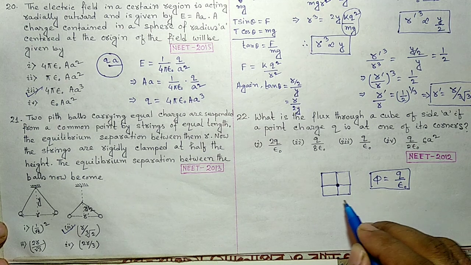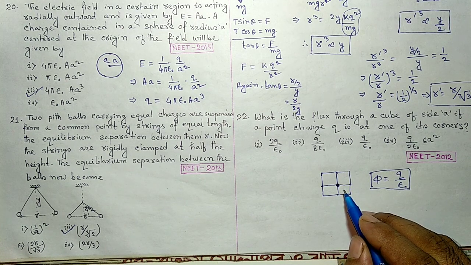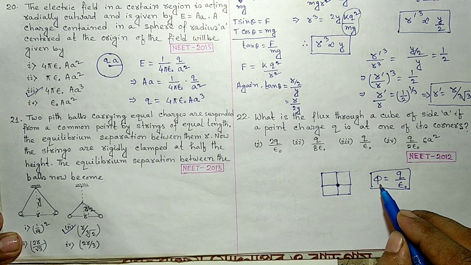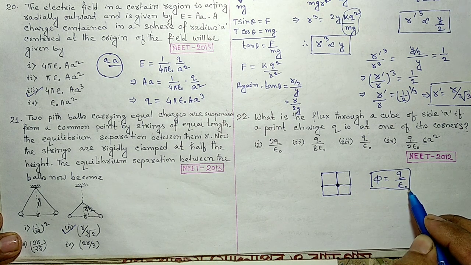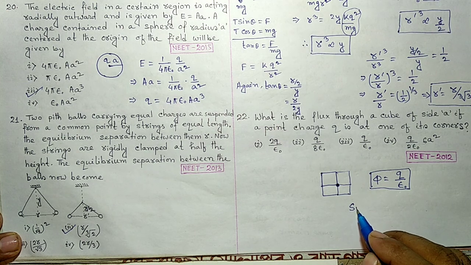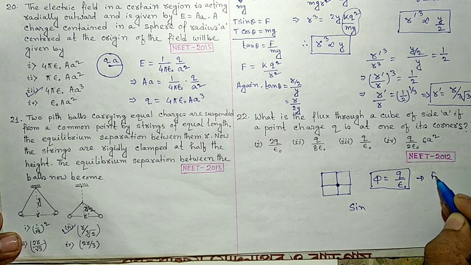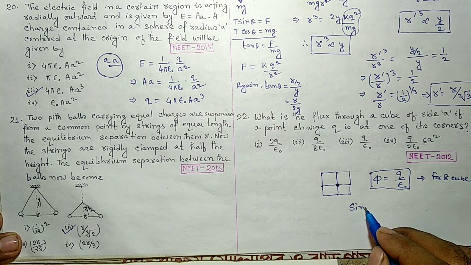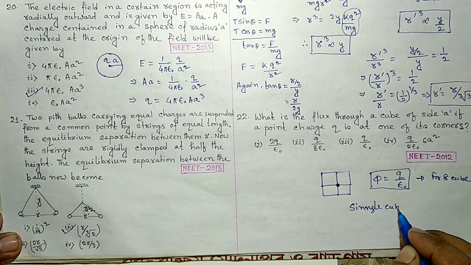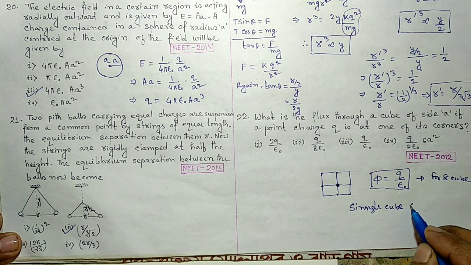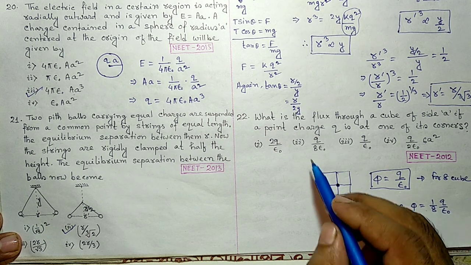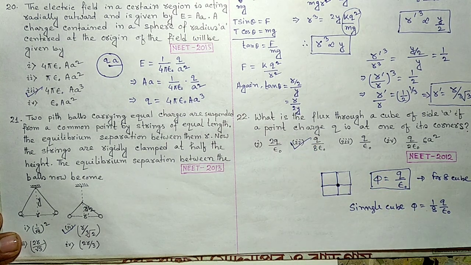For 8 cubes completely covering the charge, total flux phi is equal to q by epsilon naught. For a single cube, phi will be 1 by 8 times q by epsilon naught. So the answer will be q by 8 epsilon naught. Okay.